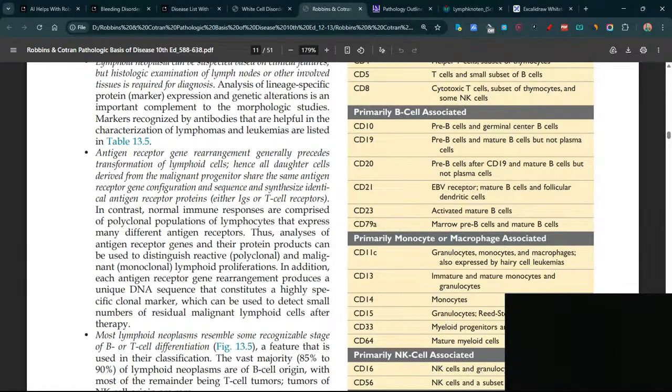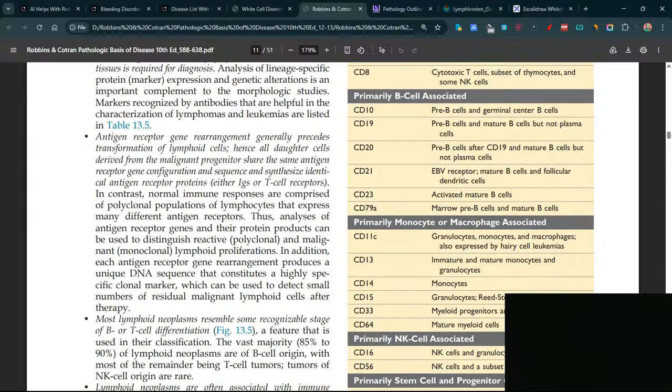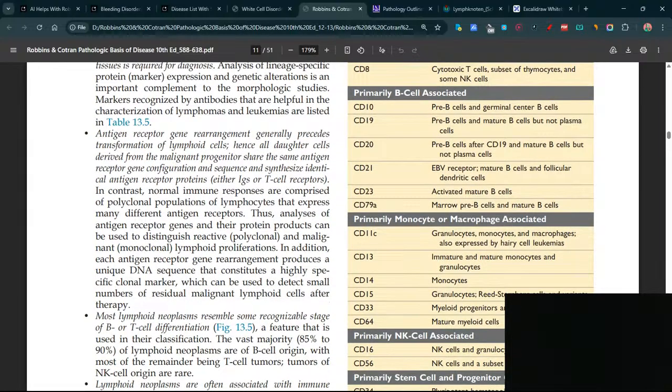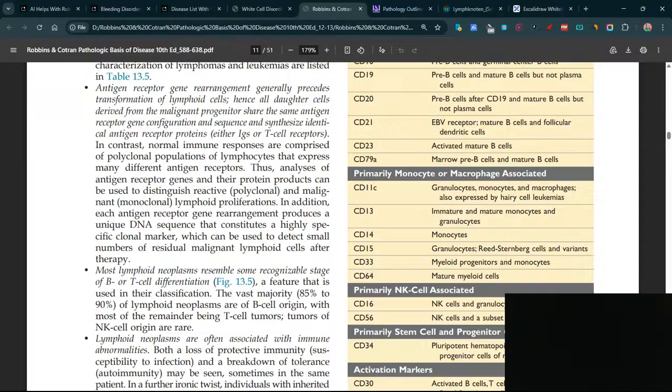So in contrast, this response comprises a polyclonal population of lymphocytes that express many different antigens. Thus, analysis of antigen receptor genes and their protein products can be used to distinguish reactive polyclonal and malignant monoclonal lymphoid proliferation. In addition, each antigen receptor gene rearrangement produces a unique DNA sequence that constitutes a highly specific clonal marker, which can be used to detect small numbers of residual malignant lymphoid cells after therapy.